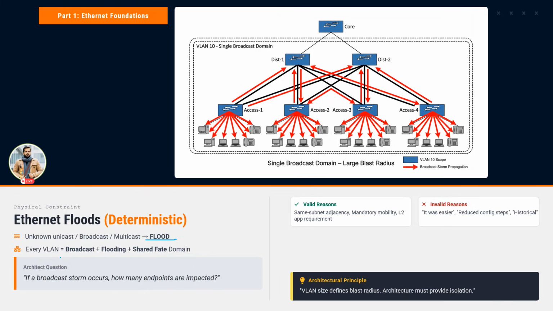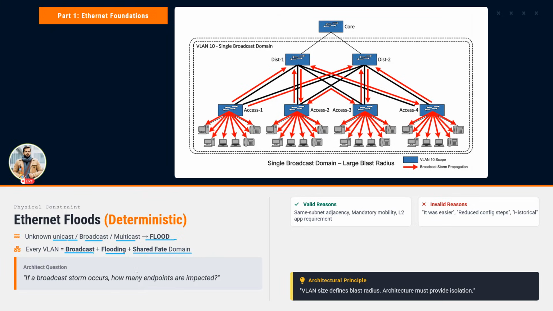Well, think about it. Unknown unicast traffic, it gets flooded. Broadcasts, flooded. Multicast without proper control, also flooded. And this isn't a bug or a flaw. It's completely deterministic behavior. It's just how Ethernet works. So when we create a VLAN, we're really creating what? You're creating three things at once: a broadcast domain, a flooding domain, and what I call a shared fate domain.